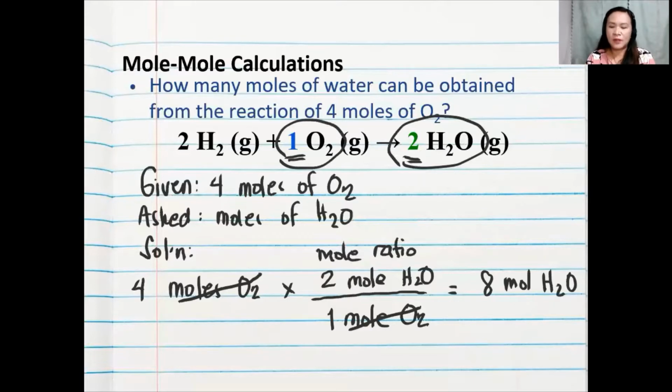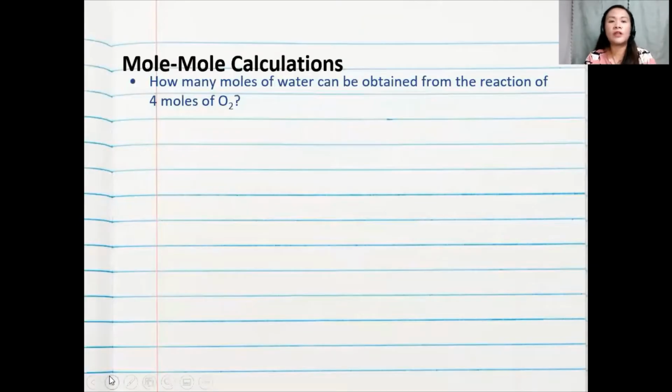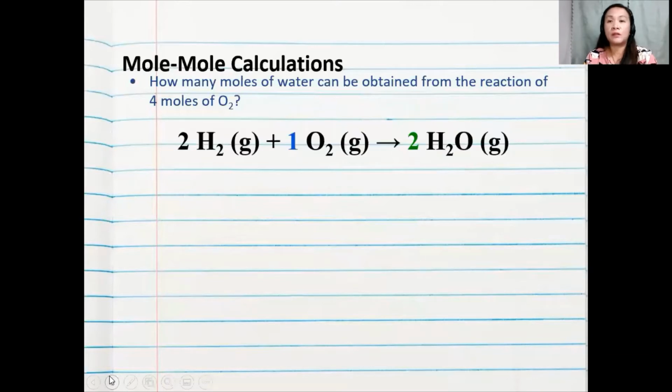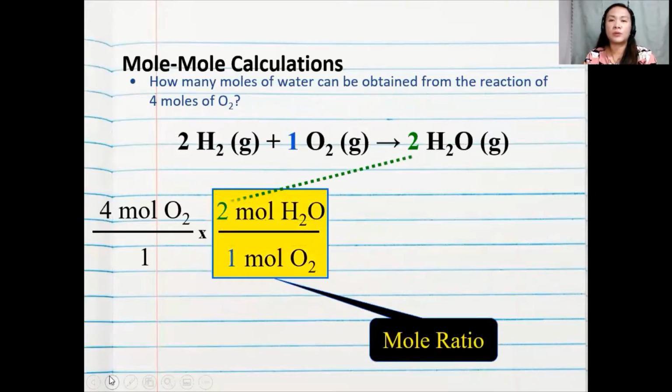Okay, so that is how we can solve our mole-to-mole calculations. So again, do not forget to write the balanced chemical equation. After that, you put what is given, and then after that, you put the mole ratio. Where can you find the mole ratio? You can find it in the balanced chemical reaction. And now we get 8 moles of water.